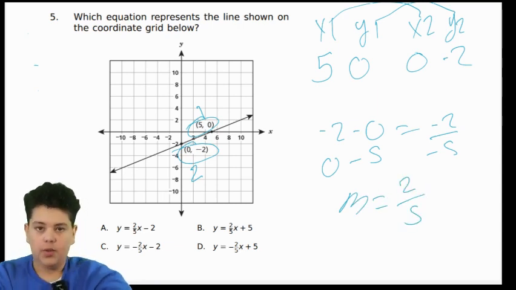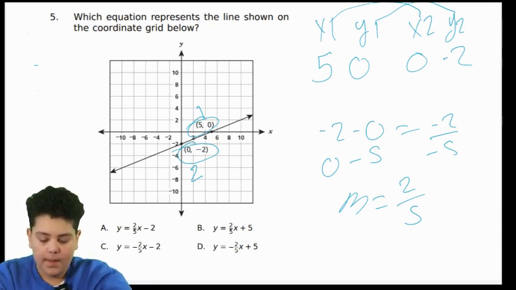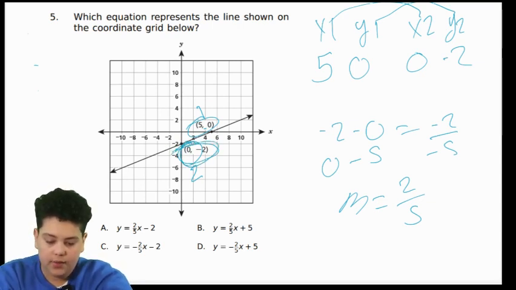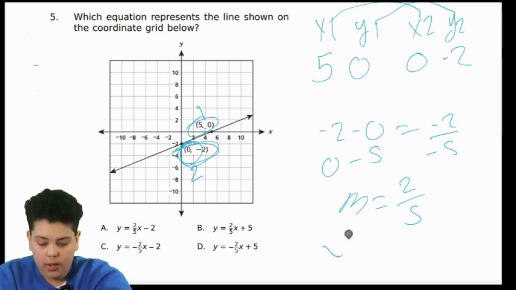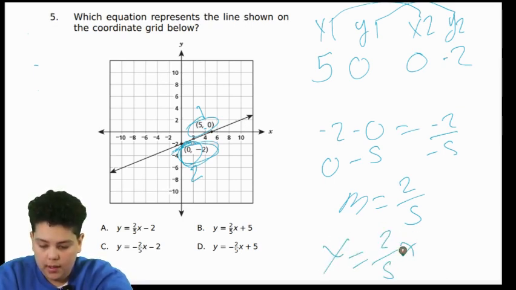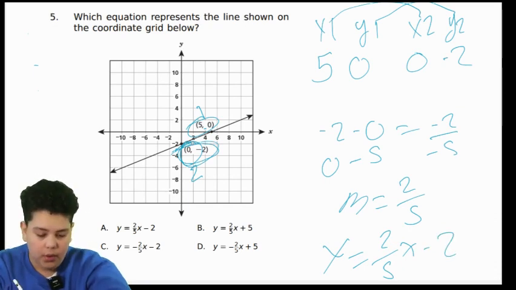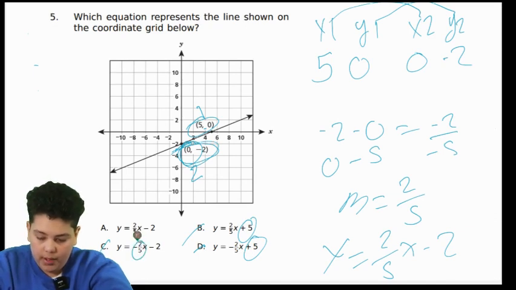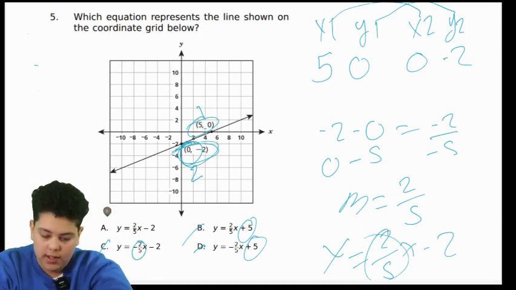We're not done yet. We need to find the y-intercept. The easiest way to find the y-intercept is to look at the 2 coordinate points. If one has a 0, like this coordinate point (0, -2), we can automatically use -2 as our y-intercept. So my equation will be y equals 2/5 x minus 2. Based on these 4 answers, A, B, C, and D, we can take out D and B because they have a y-intercept at -5. I could take out C because the slope is -2/5, and we have a positive 2/5. So this leads my answer to A.